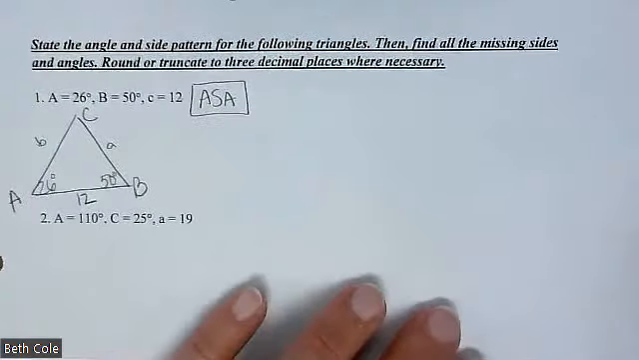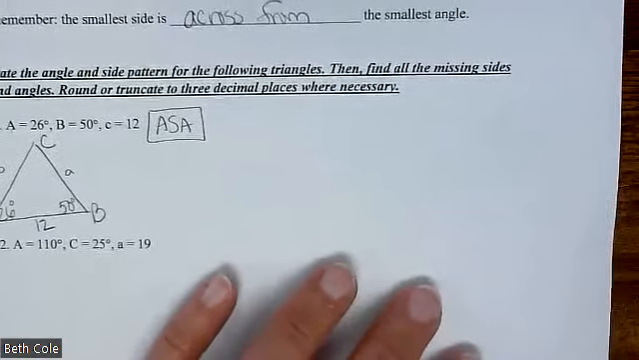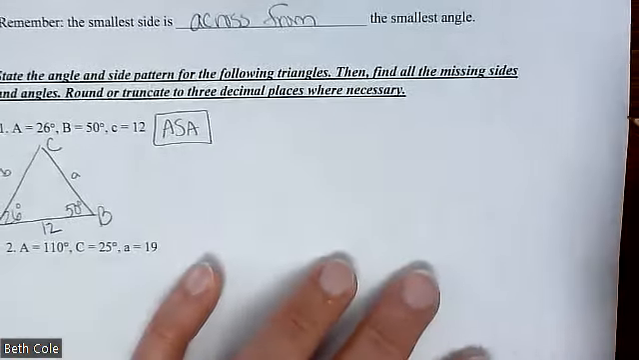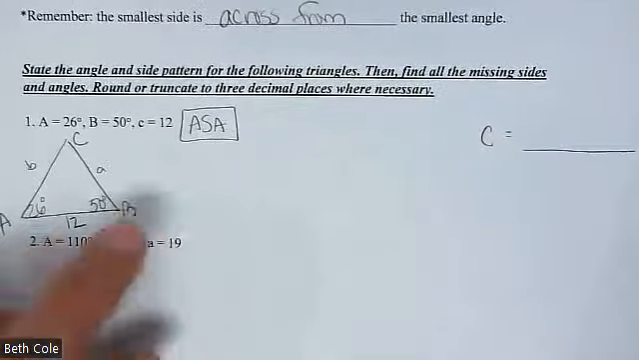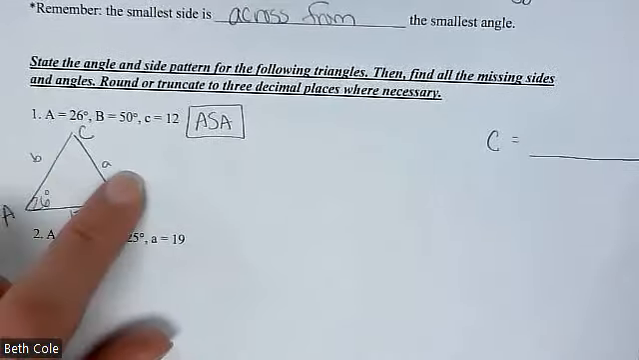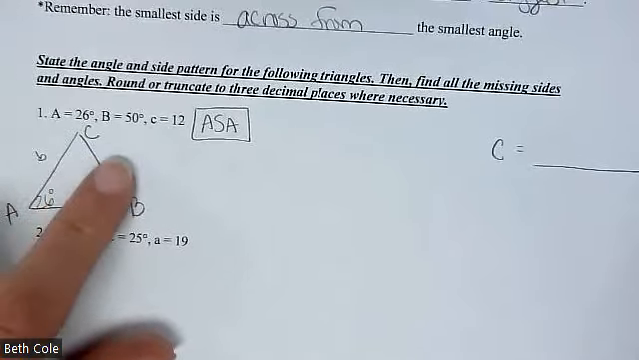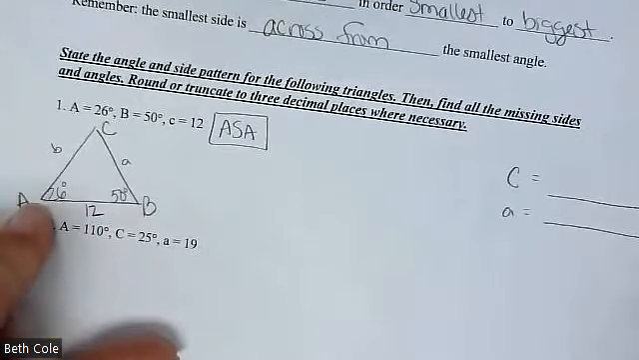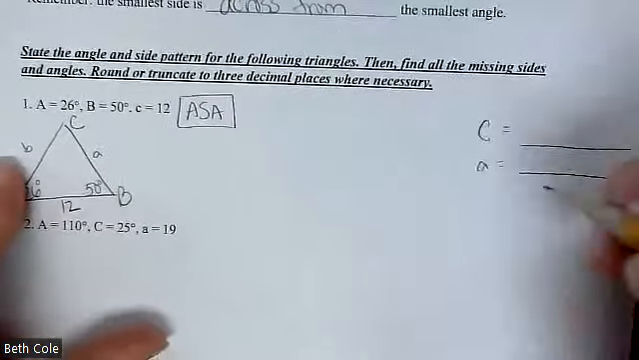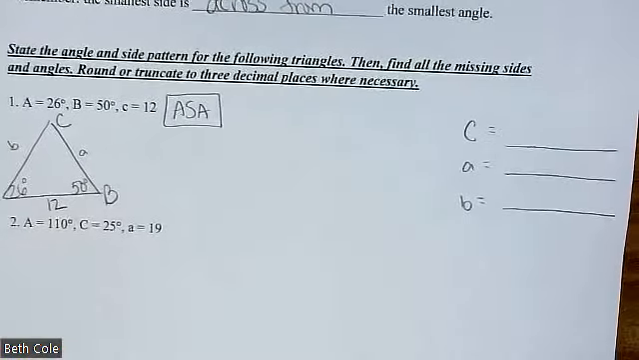Now off to the side, we're going to make our little scavenger hunt list of everything that we're missing. Angles first. What angle are we missing? Angle C. And then we're missing little a and little b, but you want to do them smallest to biggest. Which is the smaller of the two? Good. Why is A the smaller one? The angle is 26. For B, it's 50. So there's our list. We're going to find everything in that order.